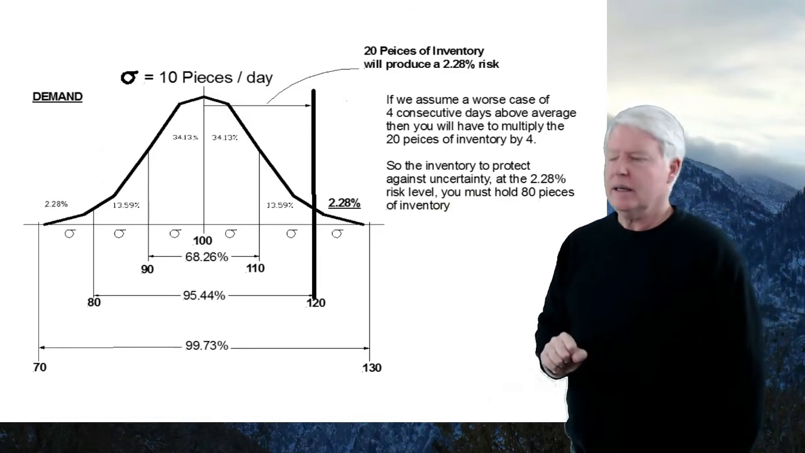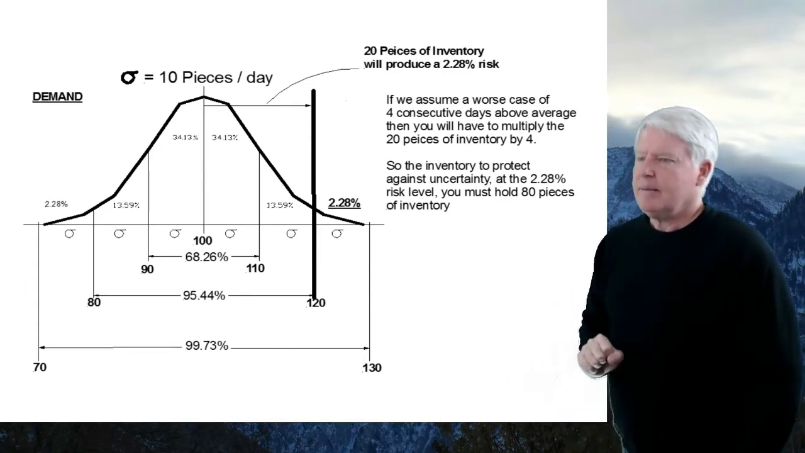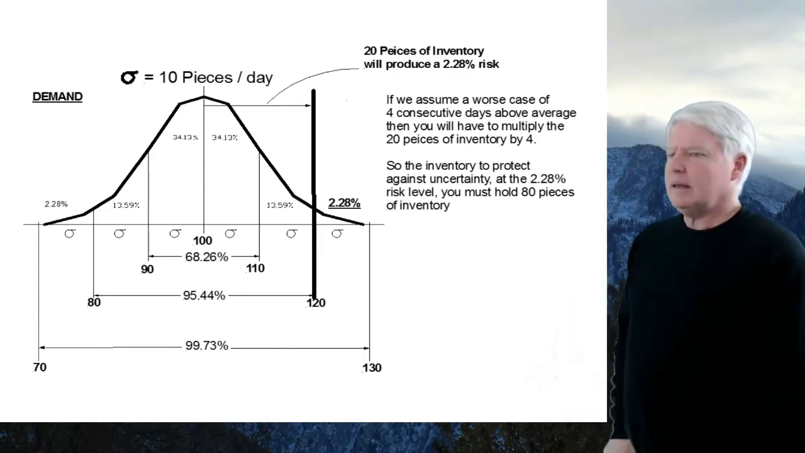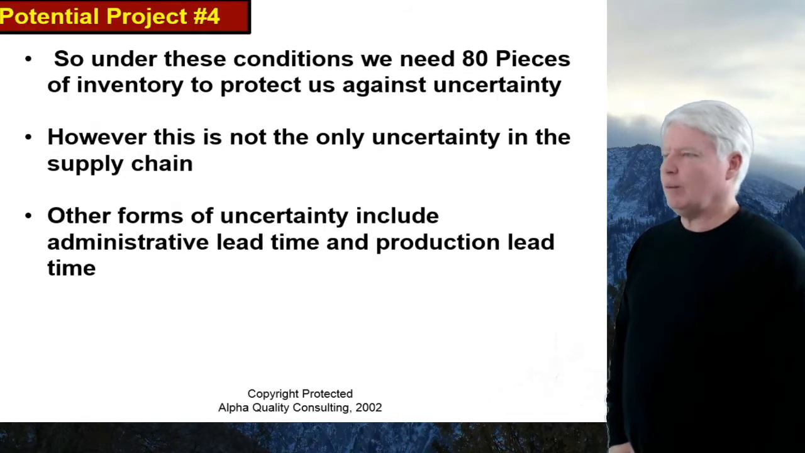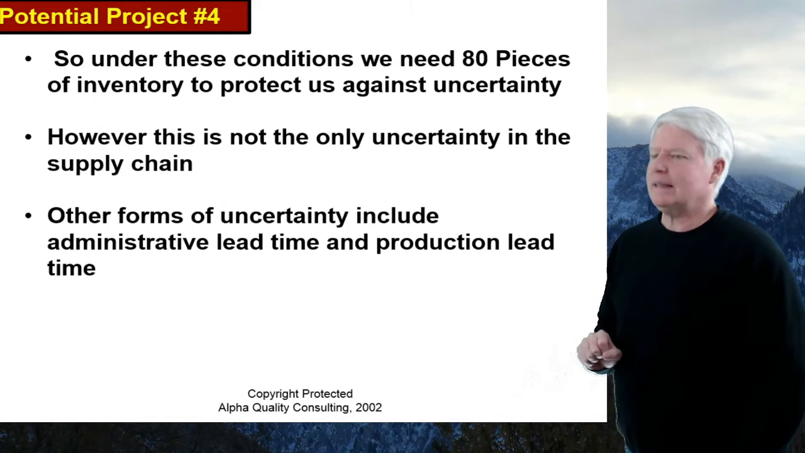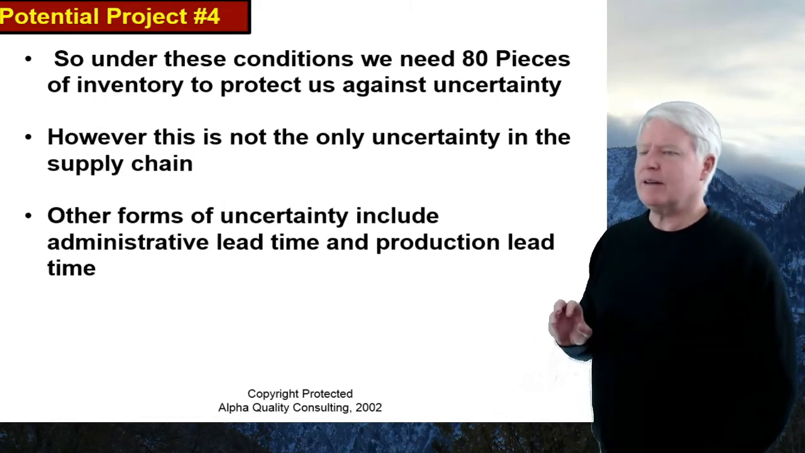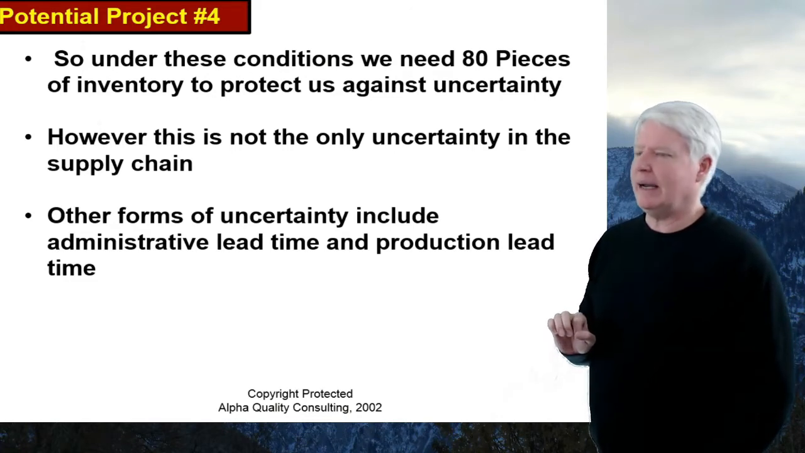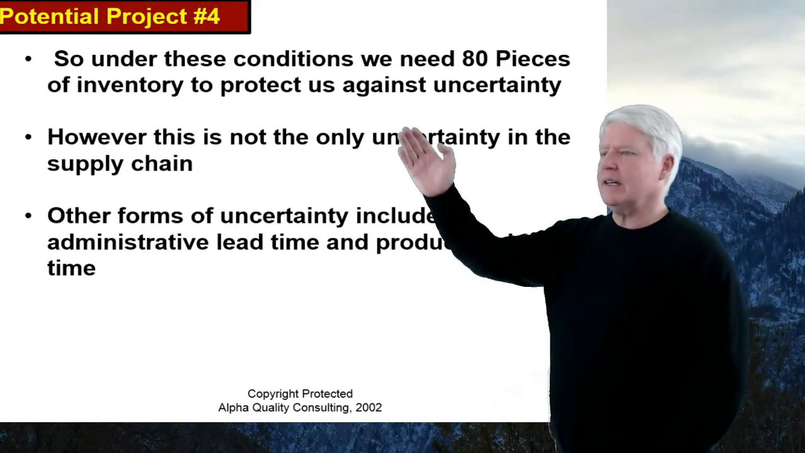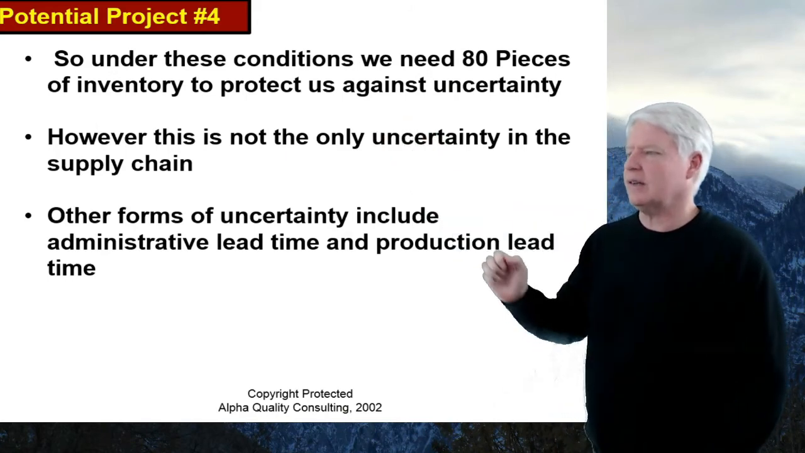of inventory. So now my new safety stock is 80 pieces of inventory. And that should help me out a lot. That's covering all my risks, and I'm being a little conservative with that 4. So if it's not real expensive, I'll probably go ahead and go with that 4-day assumption. If inventory is really difficult to come by and very expensive, maybe I'll take a little more risk and drop that down to 2 or 3 days. So under these conditions, we need 80 pieces of safety stock or inventory to protect us against this uncertainty.